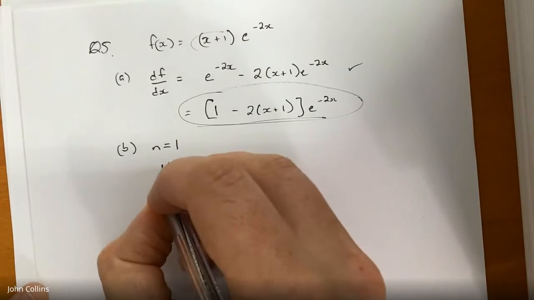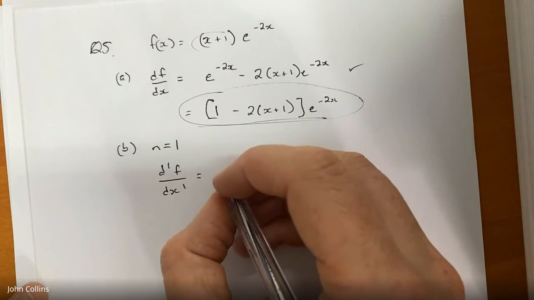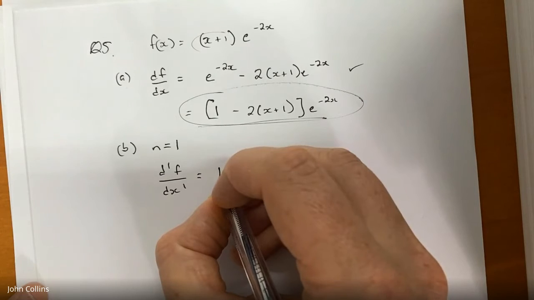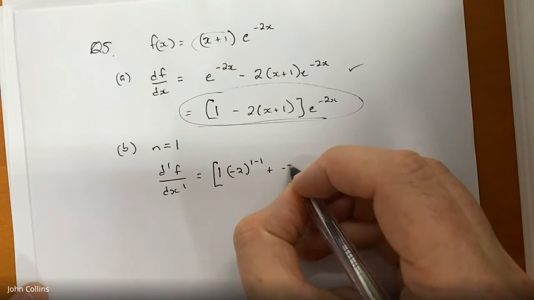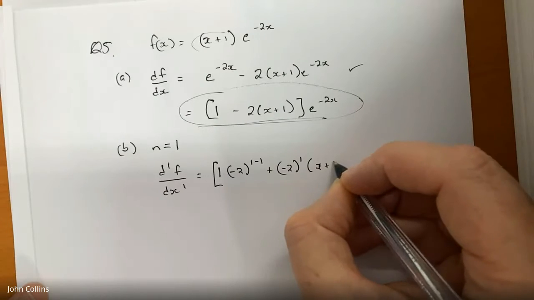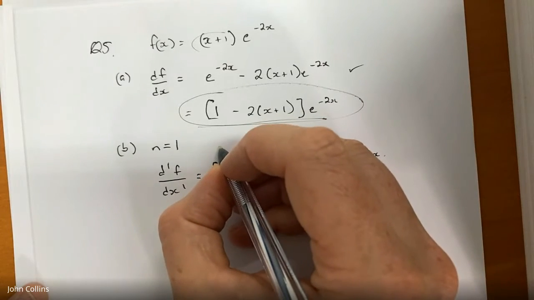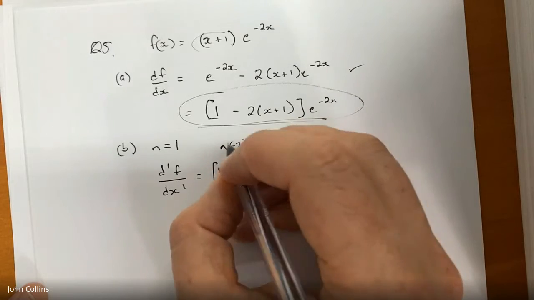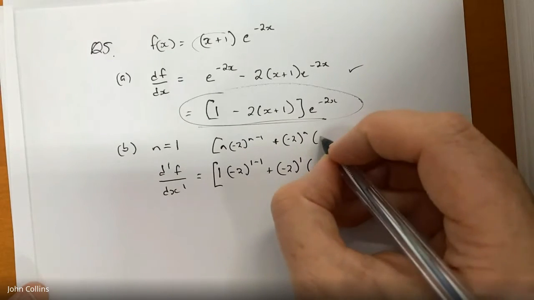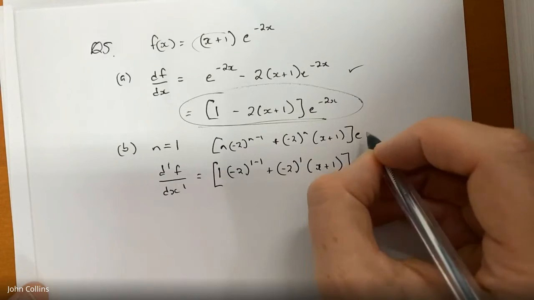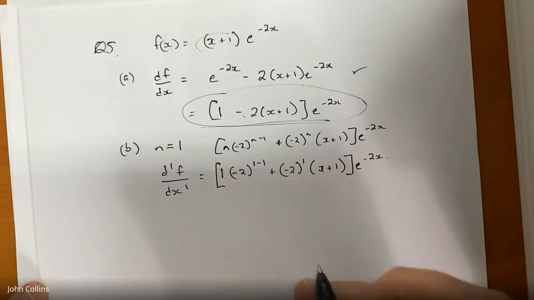So I want to prove that it works for n equal to 1. That's going to be d1f over dx1. This was written in the question, the actual formula for this. I'm not going to write it out yet. I'm just replacing n with 1. So that's going to be 1 minus 2 to the 1 minus 1, plus minus 2 to the 1 times x plus 1, e to the minus 2x. Perhaps I actually will put in the general expression, because this is looking good. Once I sub in 1, I have to get it to look like this, and I think it does.